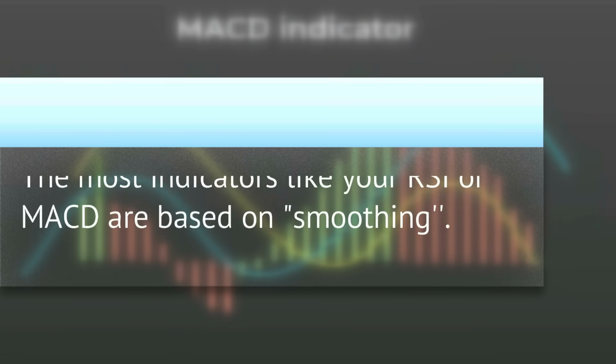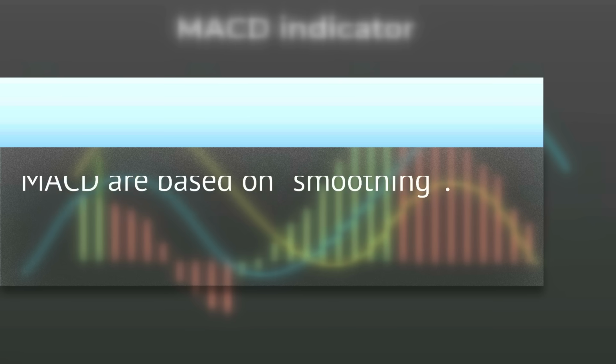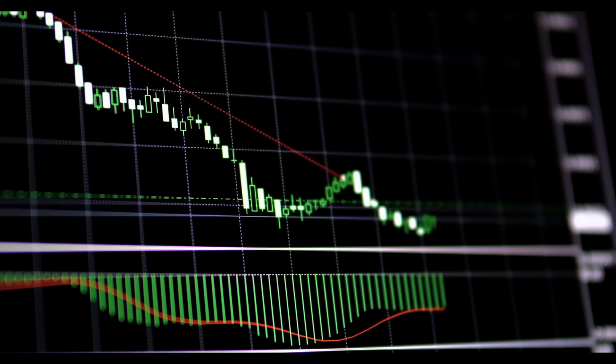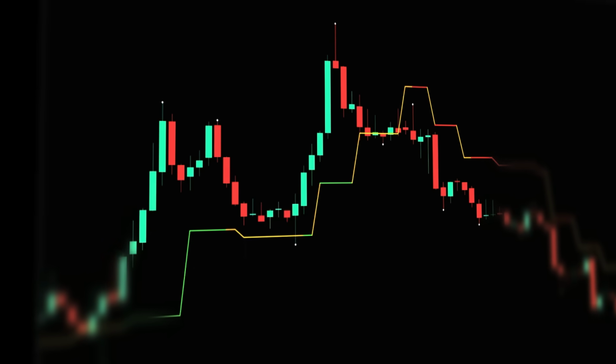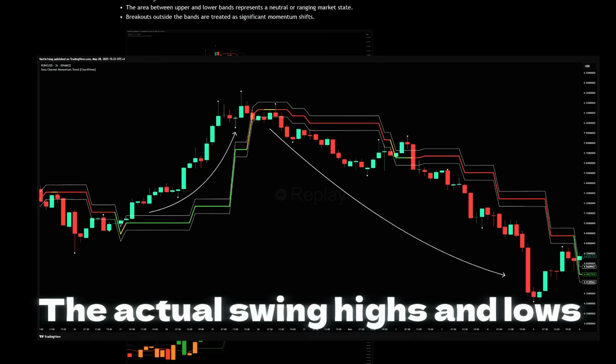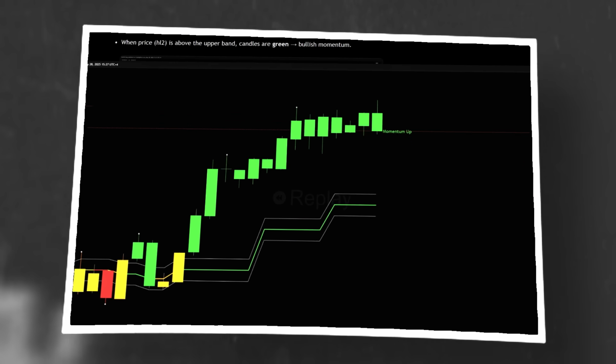So what's going on here? Well, most indicators like your RSI or MACD are based on smoothing. They average out the price, which makes the line look clean, but it causes the lag we were talking about. This one's different. It's built on market structure, the actual swings, highs and lows the price is making. It only reacts when the structure changes. Let me show you what I mean.